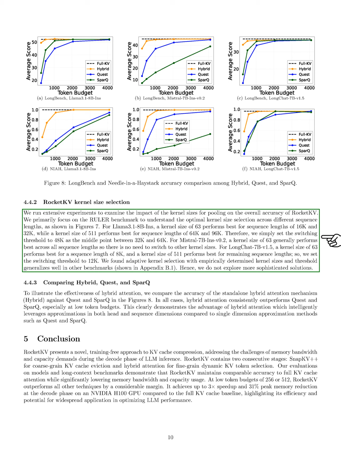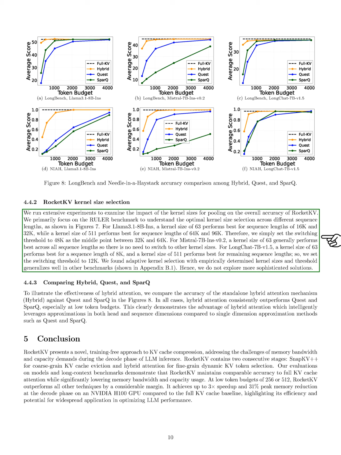We also conducted extensive experiments to assess the impact of kernel sizes for pooling on RocketKV's accuracy, focusing on the RULER benchmark. For Llama 3.1-8B INS, a kernel size of 63 is optimal for sequence lengths of 16K and 32K, while a size of 511 is best for 64K and 96K. We set the switching threshold to 48K, the midpoint between 32K and 64K. For Mistral 7B INS v0.2, a kernel size of 63 is optimal across all sequence lengths, eliminating the need for switching.